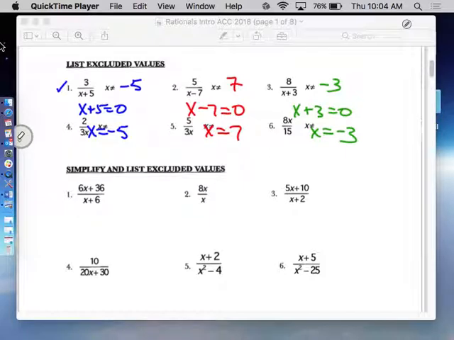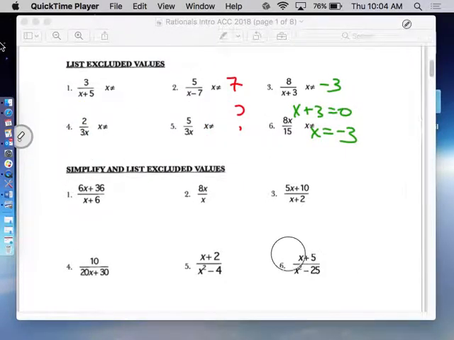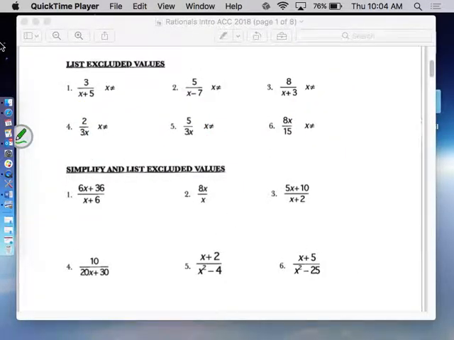Let's go down and look at the second row. And let's look at number 4. So here I have 2 over 3x. If I set that denominator equal to 0, if x itself is 0, then the expression is undefined. So that would be my only excluded value.